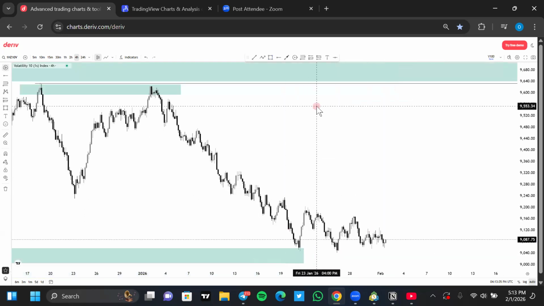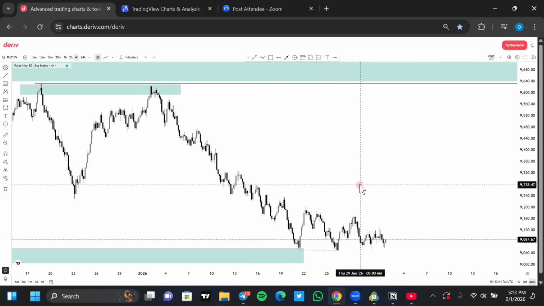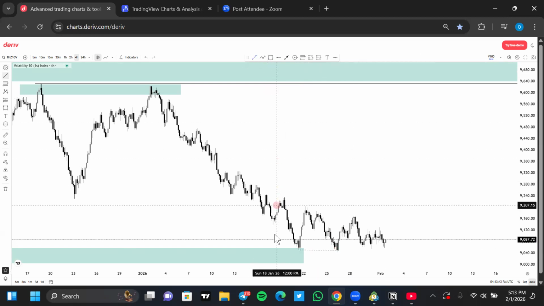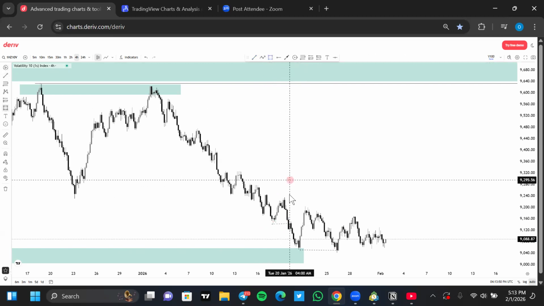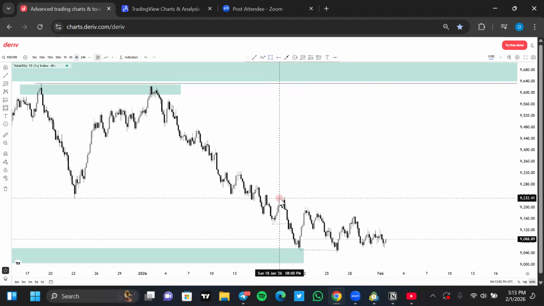On the 4 hours time frame, this is the last break of structure that occurred. This is the last break of structure that occurred here. So that means we have another break of structure here. Now, this is where I will be looking up to for my POI. This point here, around here.